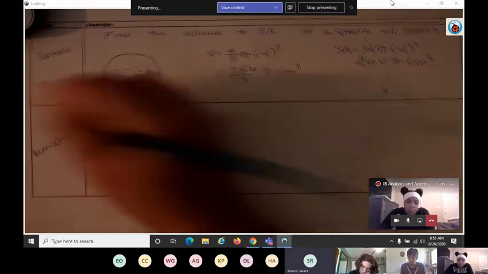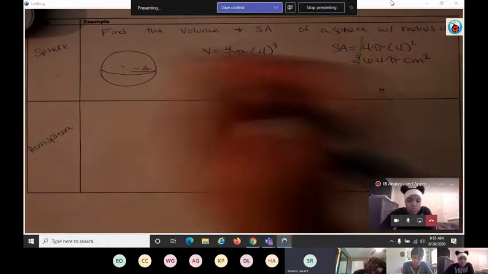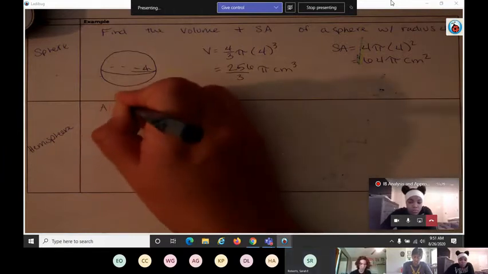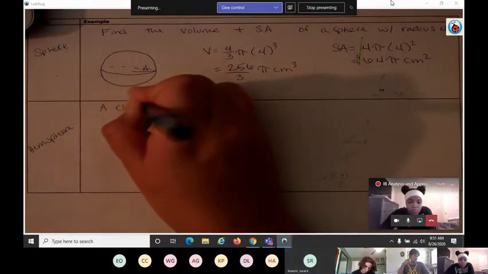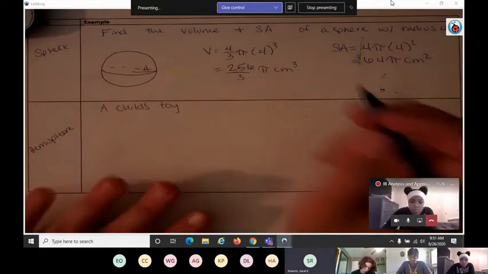Okay, and this is probably the most complicated one on the sheet. Well, it's not that complicated, it's just more writing. And we are talking about this hemisphere kind of in relation with a cone. So it says a child's toy consists of a hemisphere with a right circular cone on top.